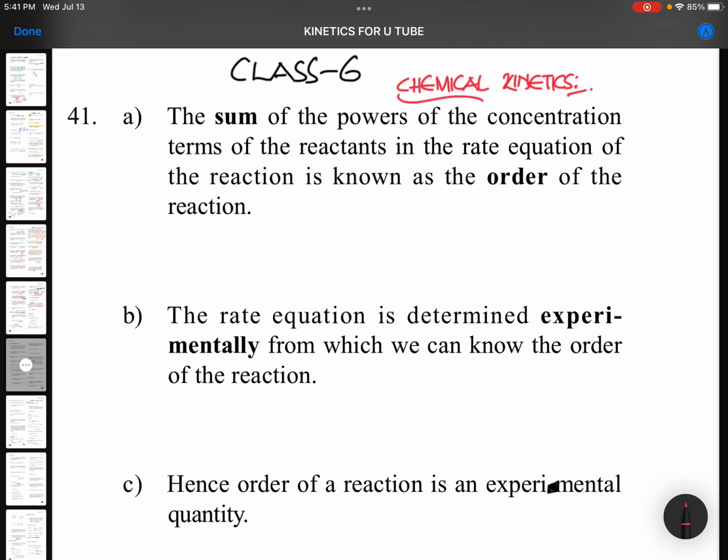Chemical kinetics we are discussing in that class 6. In this class, we'll go with zero order reactions. So, what is order? And what are the types of orders and all these we'll discuss in this session, right?